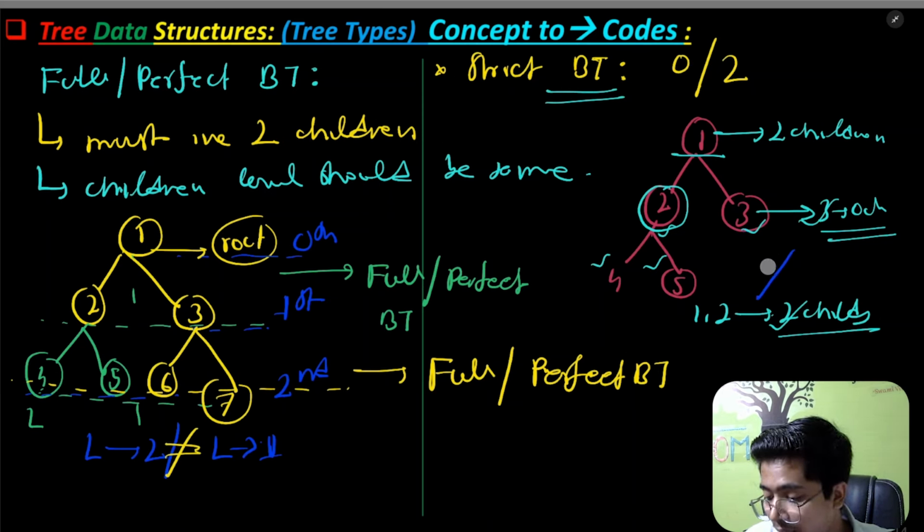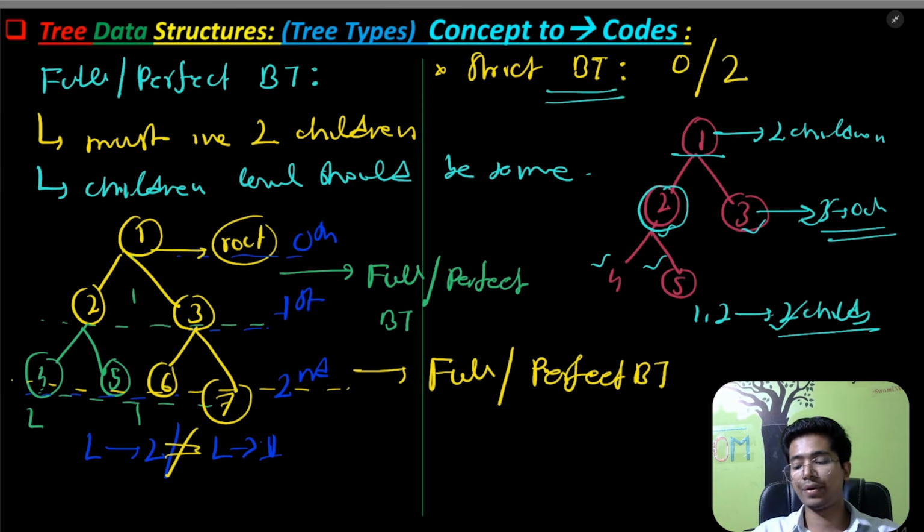Now we understood all about binary tree types, including the strict binary tree. So now we'll be understanding the level concept. There is one more concept, called level, I mean the number of nodes at each level. So we'll be understanding that concept. For that we'll take a binary tree.